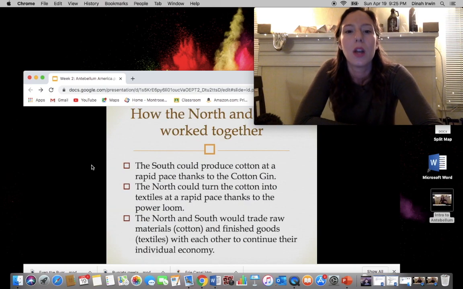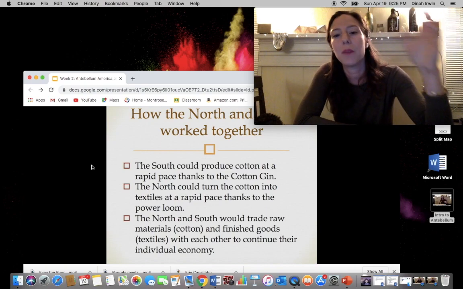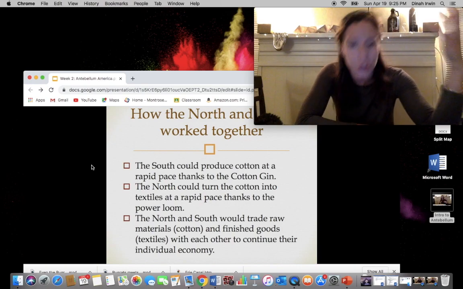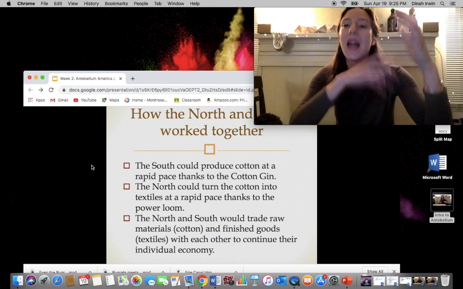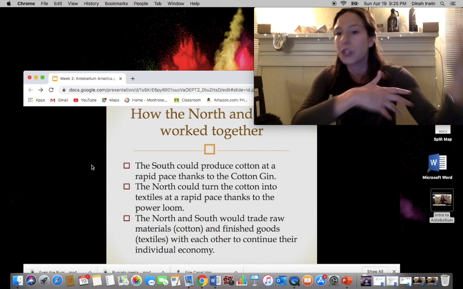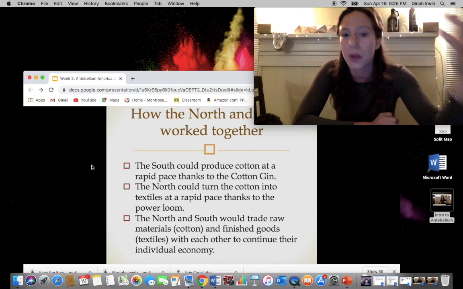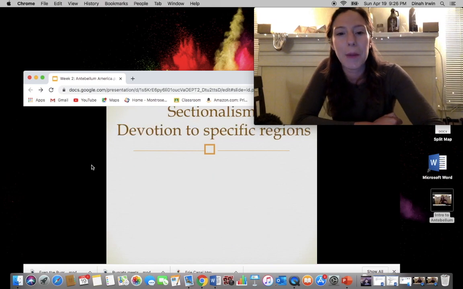Okay, so here's how the North and the South work together. The South produced the cotton at a rapid pace thanks to the cotton gin. The North could turn the cotton into textiles at a rapid pace thanks to the power loom, and they would trade with each other, okay? The North would trade the South finished goods, the South would get textiles from them, and then they would both trade with Europe, okay? So where does trade belong? I don't know.